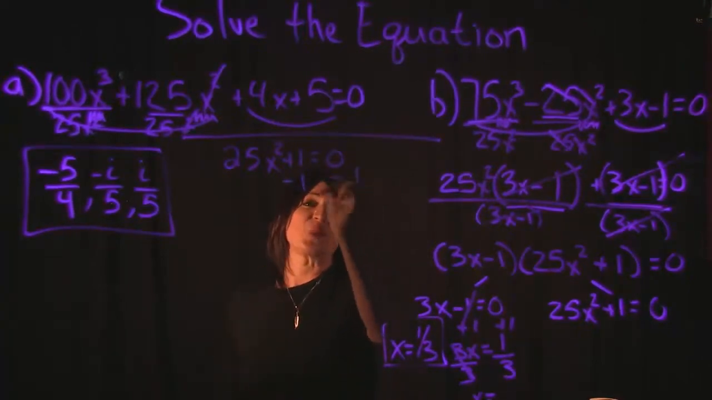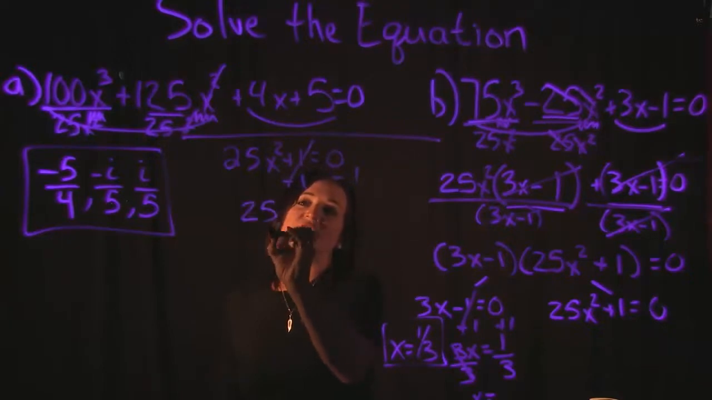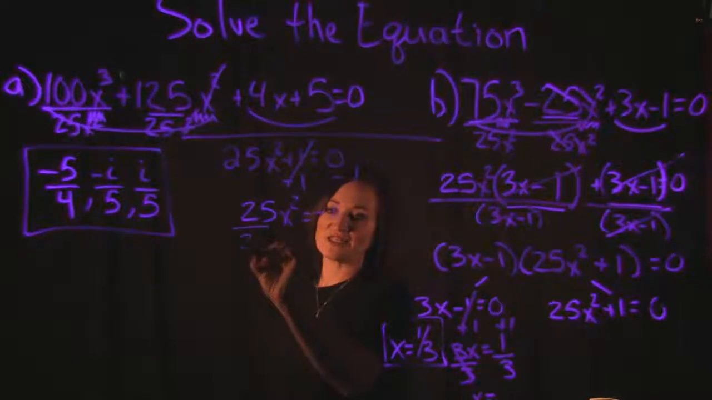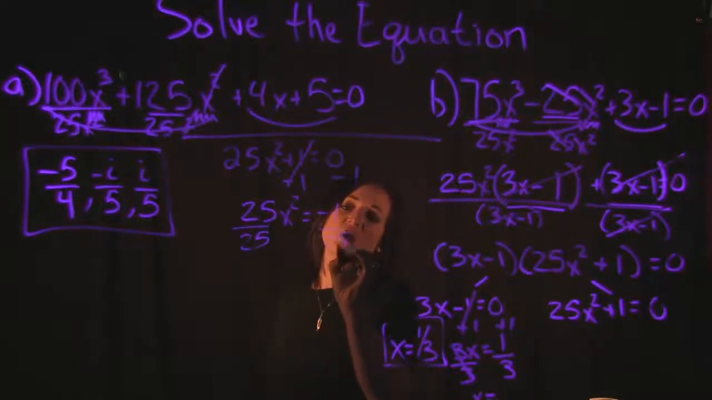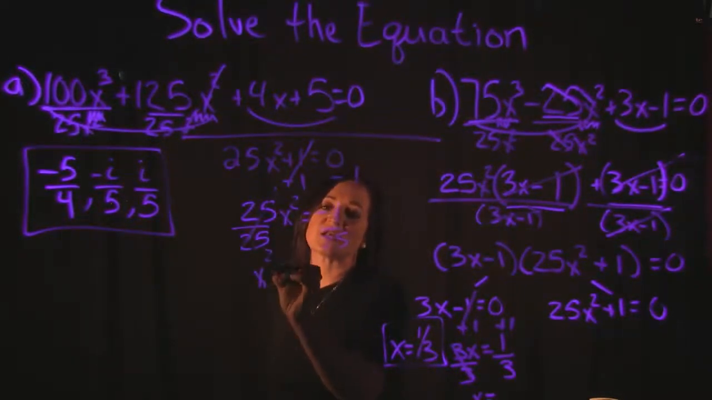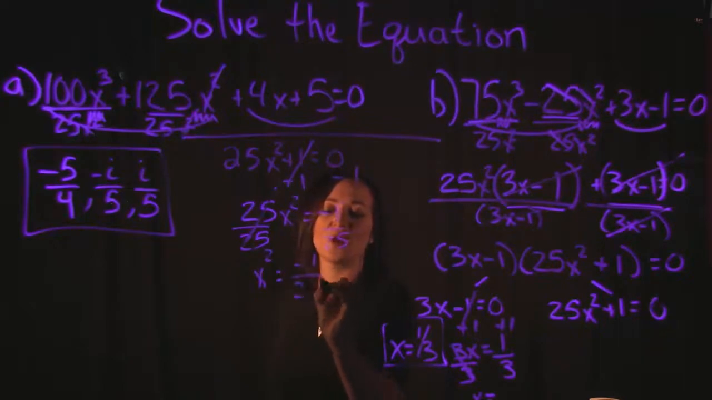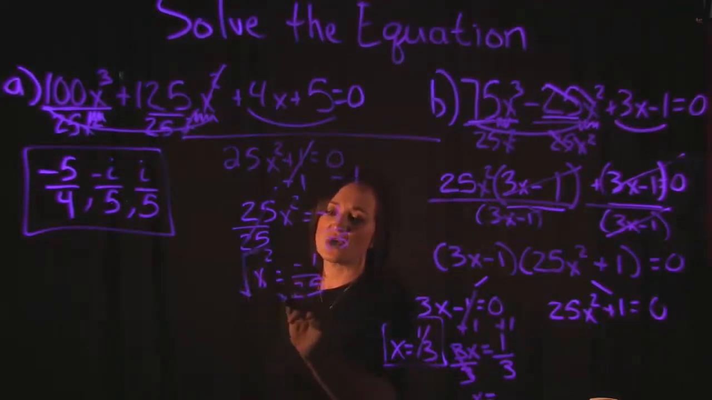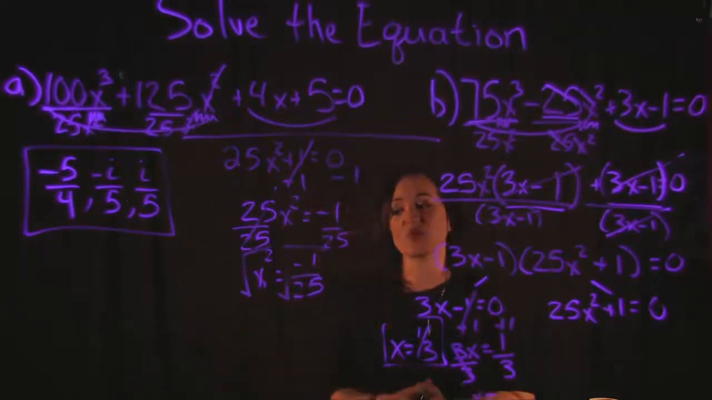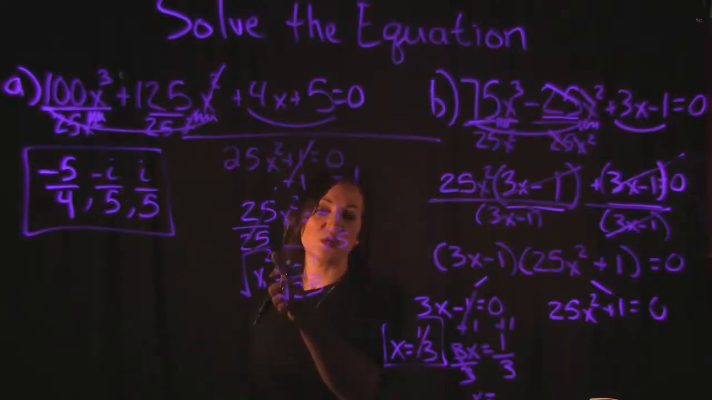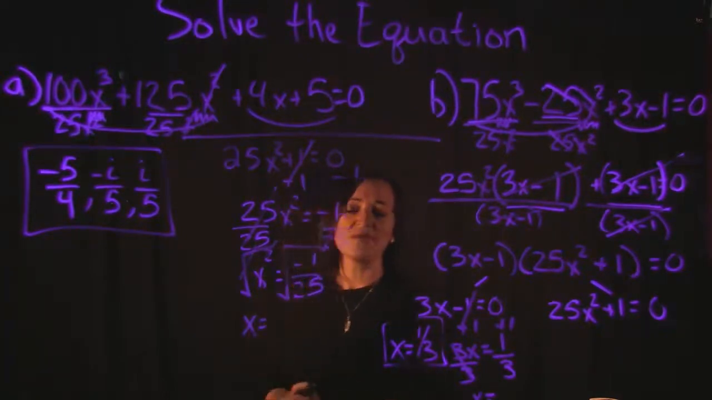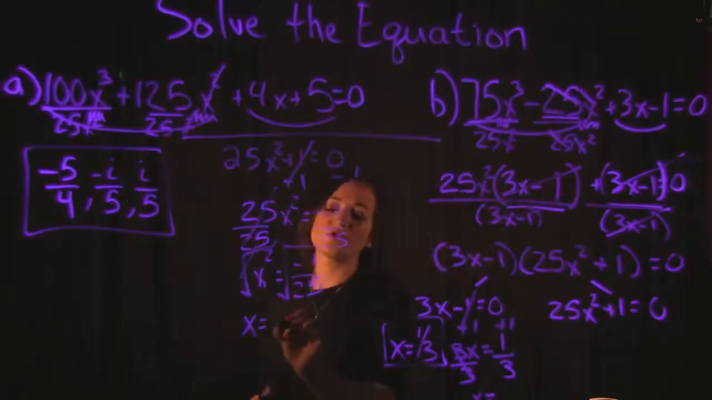Let's subtract that 1 on both sides, leaving us with 25x squared is equal to negative 1. Let's divide out that 25 on both sides. That gives us x squared is equal to negative 1 over 25. And then our last step in order to solve this is to take the square root of both sides because we're looking to get rid of that 2 here. So a square root and a square cancel, leaving us with x. And then we have the square root of negative 1 over 25.